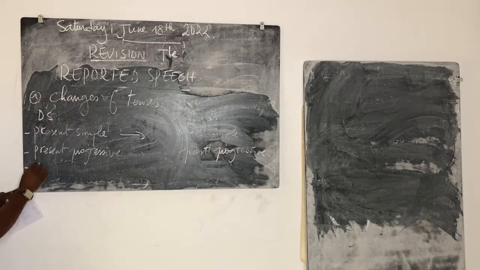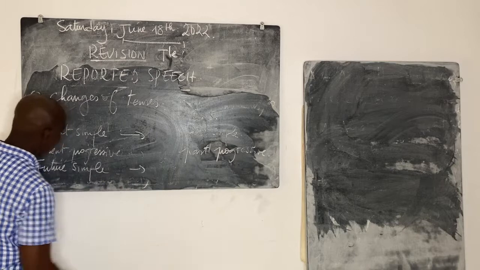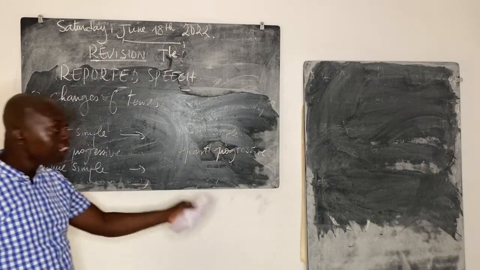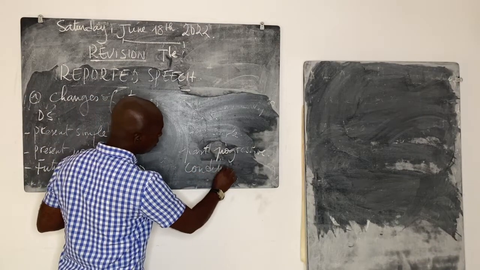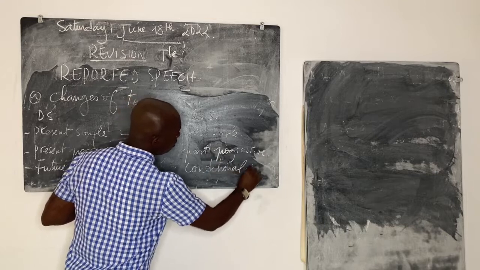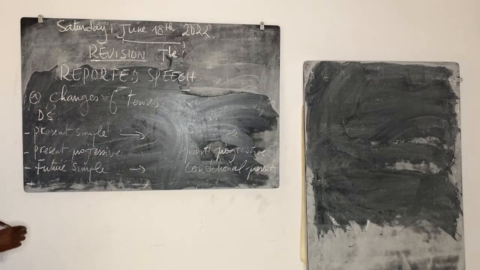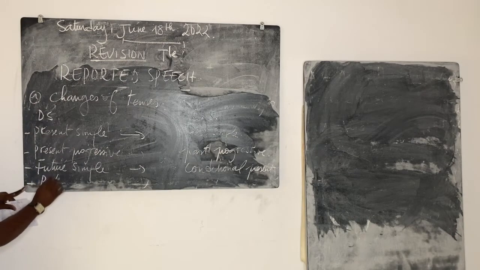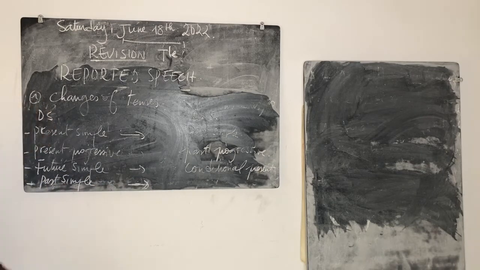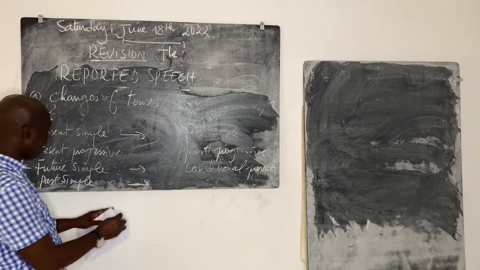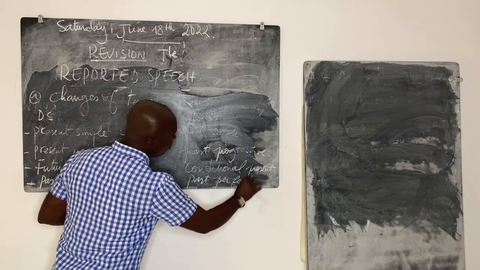Then, when we have future simple in direct speech, in the reported speech, we're going to have the conditional present. Then, when we have past simple or preterite in direct speech, in the reported speech, we have past perfect.